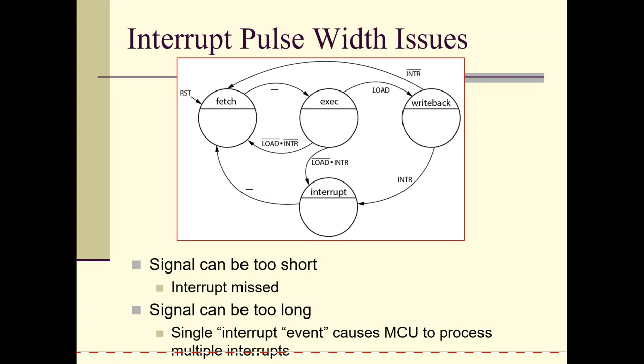So the pulse width, once again, can't be too short. If it's too short, that signal won't be there at the end of the execute state or the write back state for load instructions, and you'll miss it. If it's too long, it will come around again and generate a second interrupt from the same signal, which is generally not what you want.